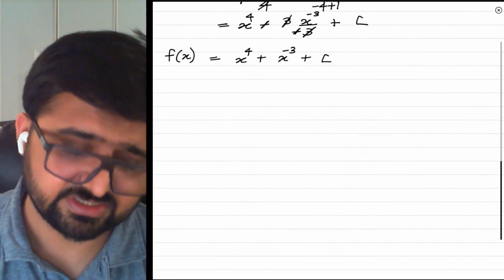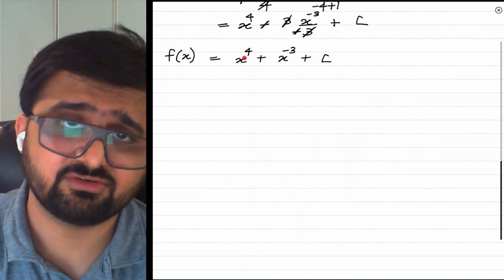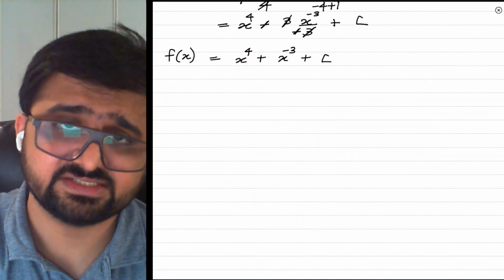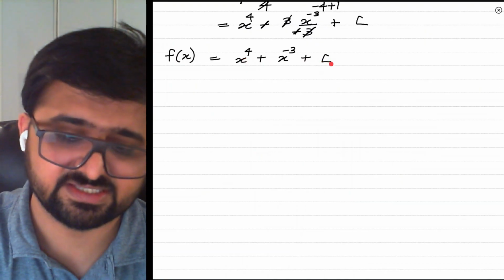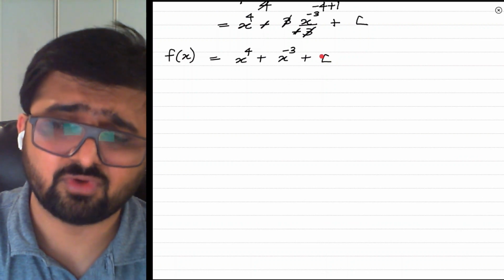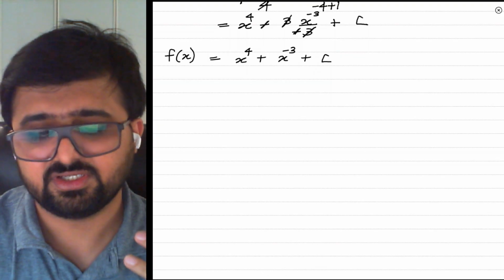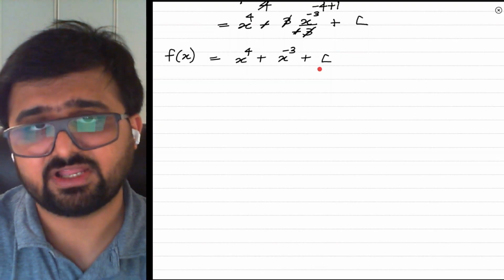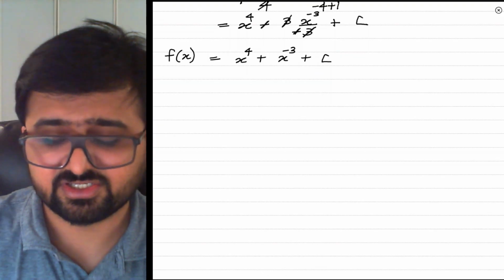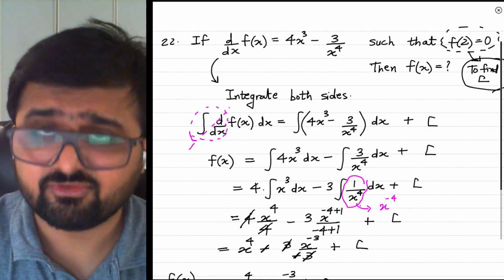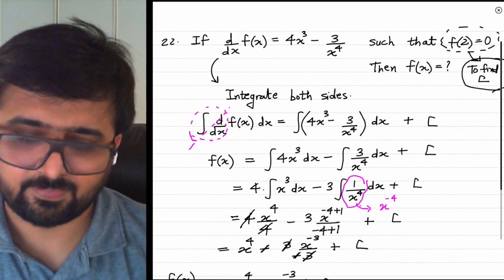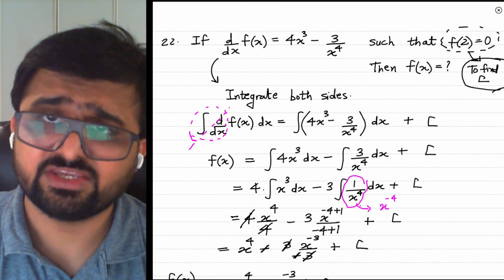So if we want to find f of x, we already have f of x here. We already saw that f of x is x to the power 4 plus x to the power minus 3 plus that constant of integration c. Now, we don't want this constant of integration c. We want the exact value of that constant. In order to find that exact value, they have this given condition here, which is f of 2 is equal to 0. Okay, now we can use this condition here.